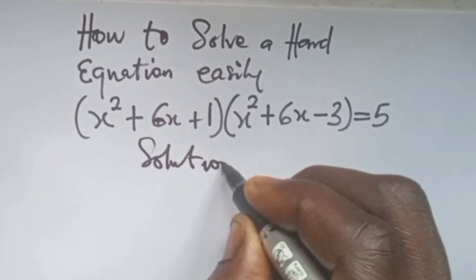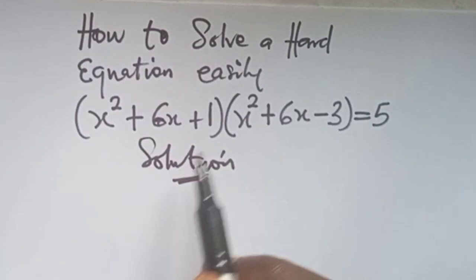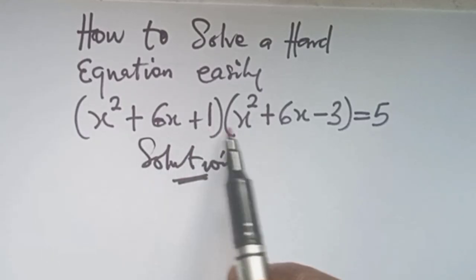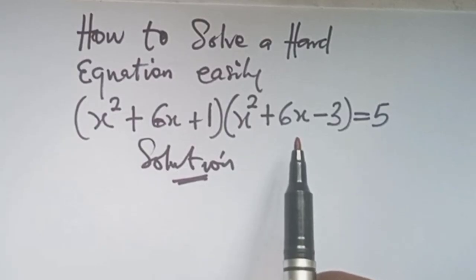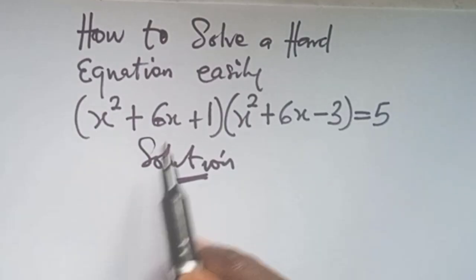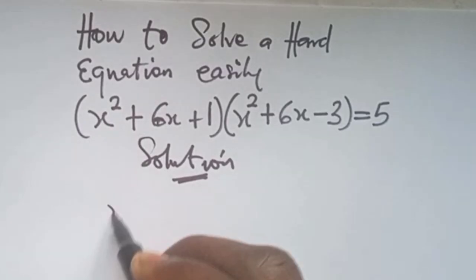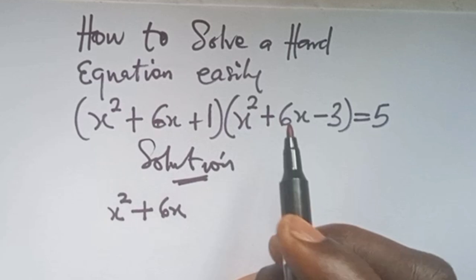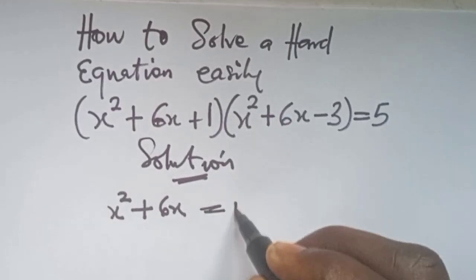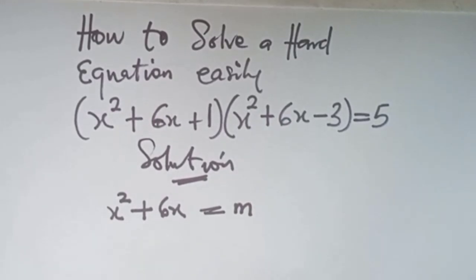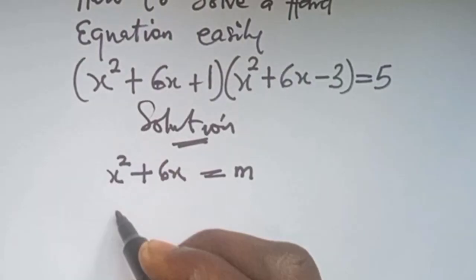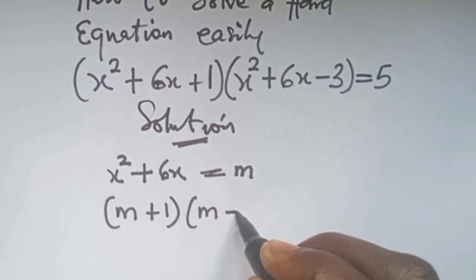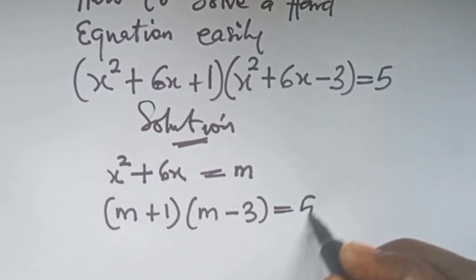Let's seek the solution. The first thing you don't want to do is to open up this bracket with multiplication, because it will generate different terms and it will be very long. So what we are going to do is look for a common term. Here we have x to the power of 2 plus 6x common to the two parentheses, and we are going to represent this with m. If we agree on this, our equation becomes (m plus 1)(m minus 3) equals 5.